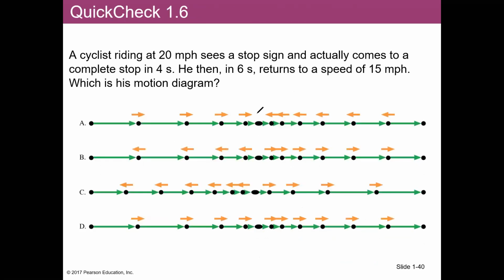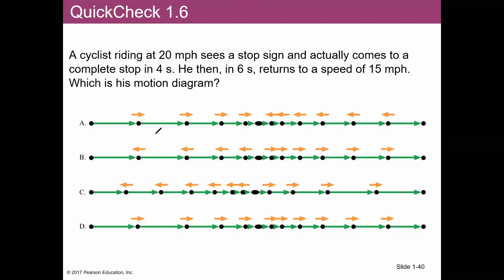So let's do another quick check question. In this quick check question, a cyclist is starting at 20 miles per hour, all of them are to the right, and ends at 15 miles per hour. But he comes to a halt in between that time. So 20 miles per hour to a stop, and then picking back up the pace for 15 miles an hour. Maybe they're at a stop sign or something.